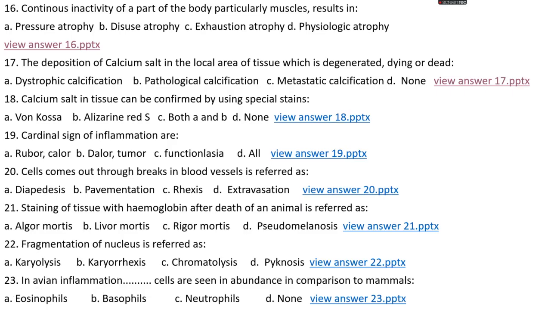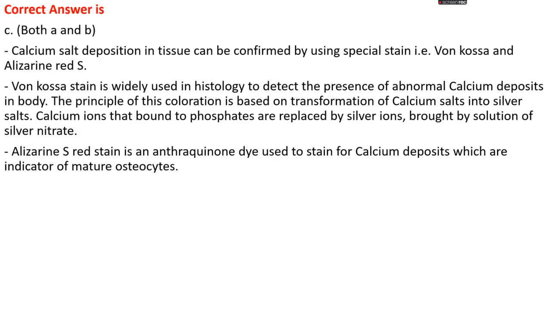Question number 18. Calcium salt in tissue can be confirmed by using a special stain known as: option A, von Kossa; option B, alizarin red; option C, both A and B; or option D, none. The right answer is option C, both A and B. Calcium salt deposition in tissue can be confirmed by using special stains, that is von Kossa and alizarin red.